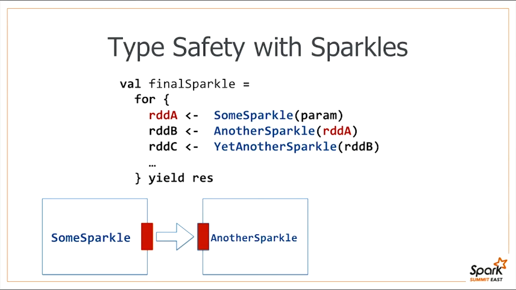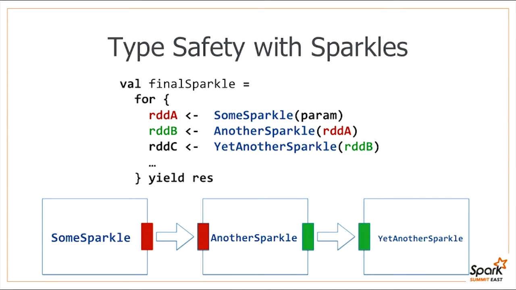So you can see that the output of some Sparkle is fed into another Sparkle, and the compiler type checks that, of course, and makes sure that the output type of some Sparkle is the input type of another Sparkle, so they match. And in the same way, the output of another Sparkle fed into yet another Sparkle type checks as well. So you make sure that at compile time you can catch any type errors, and it's given to you in a nice chain, as shown.